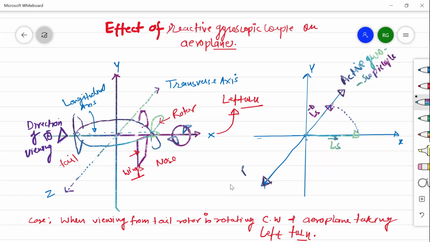And so if this is the active gyroscopic couple direction, then we can say this is the direction of reactive gyroscopic couple. This is the reactive gyroscopic couple. If this is the direction, then the sense of rotation, we know that this would be in this direction. Or we can say on the plane, this is the direction of reactive gyroscopic couple. This is the sense of rotation. So we can say on the plane the effect would be something like this. This is the tau r.